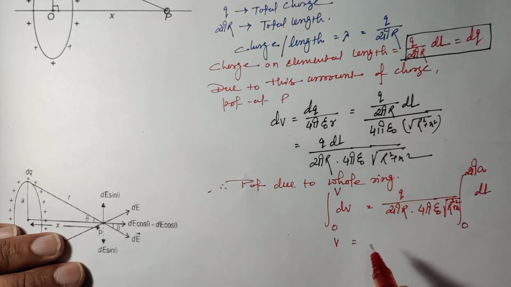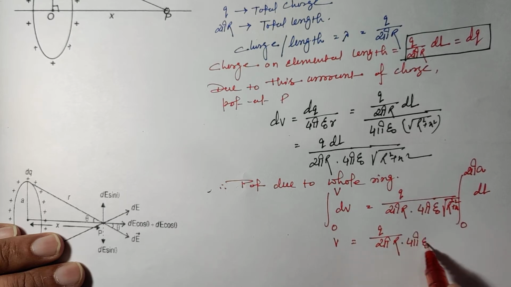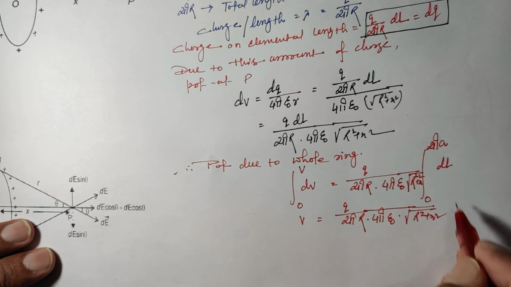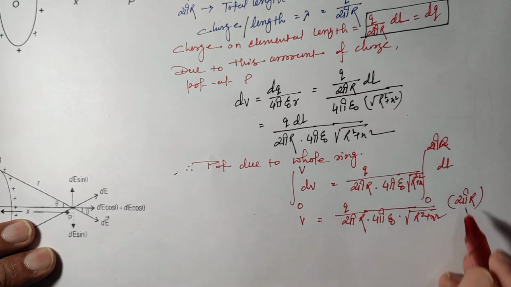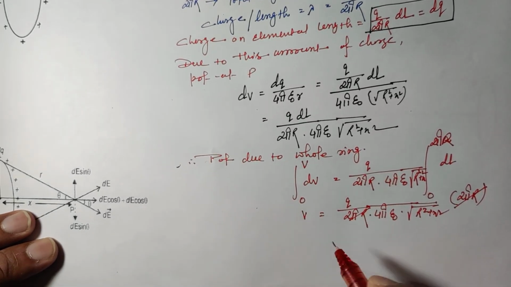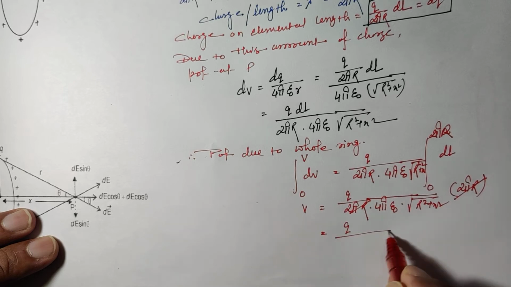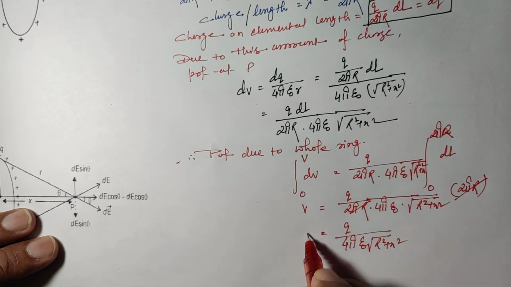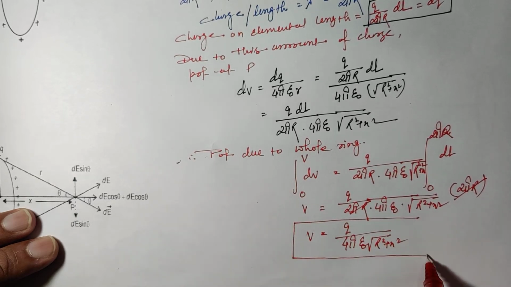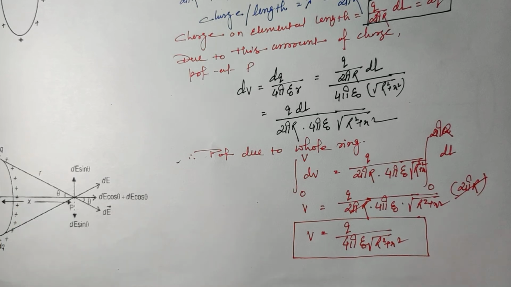So this will become V, given by Q by 2 pi R into 4 pi epsilon naught into root over R square plus x square, and the integration of this part will give 2 pi R. So this 2 pi R will cancel, and the final expression is given by Q by 4 pi epsilon naught root over R square plus x square. This is the required expression for the potential at a distance x on the axis of the ring.